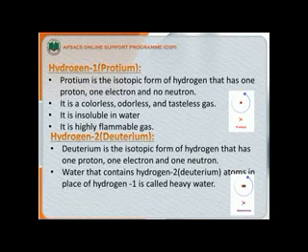Hydrogen 2, deuterium. Deuterium is the isotopic form of hydrogen that has 1 proton, 1 electron, and 1 neutron. You can see that in the case of protium, we do not have any kind of neutron. But in the case of deuterium, we have another particle of another color inside the nucleus, that is blue in color. So that means now the nucleus has two types of particles, one is red in color and the other is blue. The dark blue is showing the neutron.